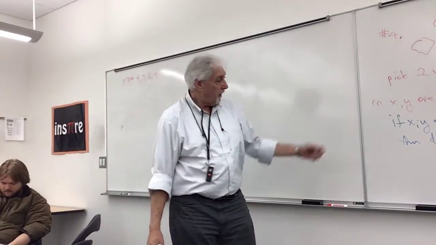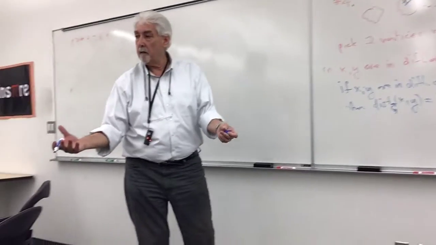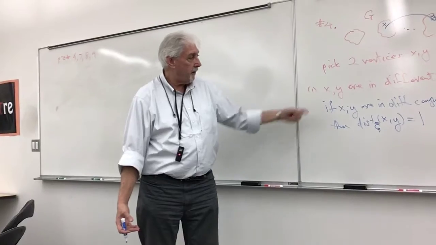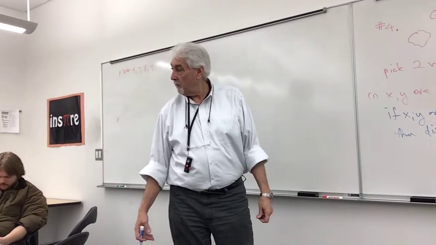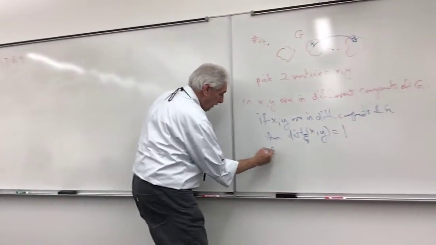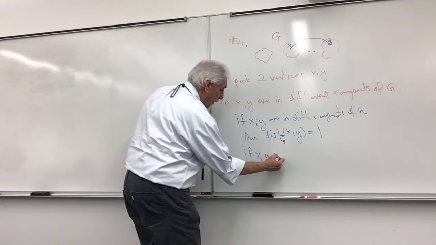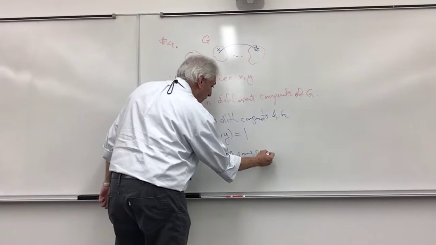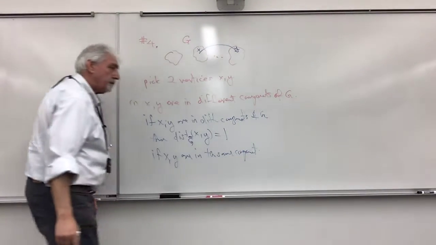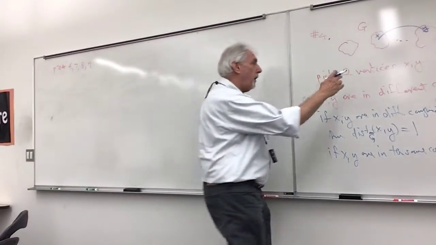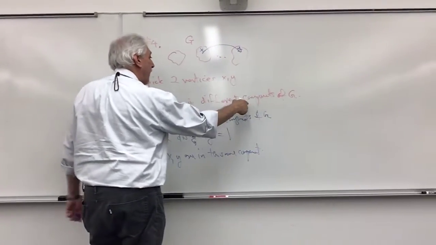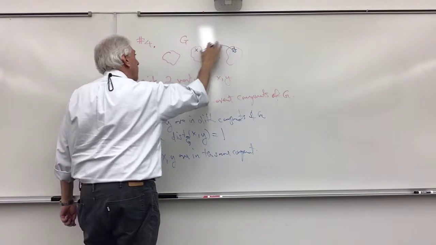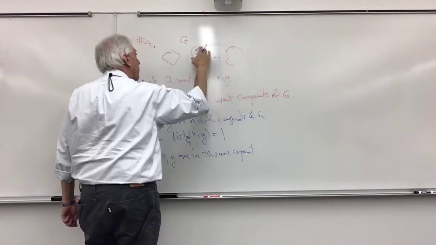Okay? All right, so what's the other possibility? I'm claiming there's only two possibilities. X and y are in different components, or they're in the same component of G. Now it's important that this was a disconnected graph, and there are at least two non-trivial components.